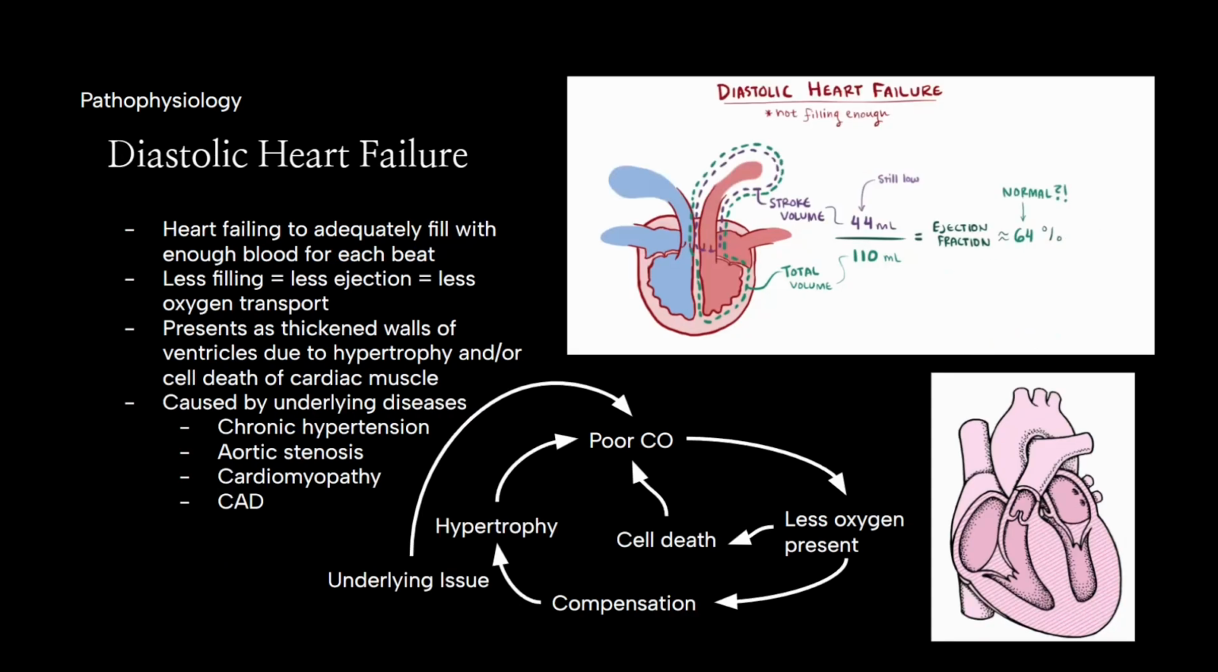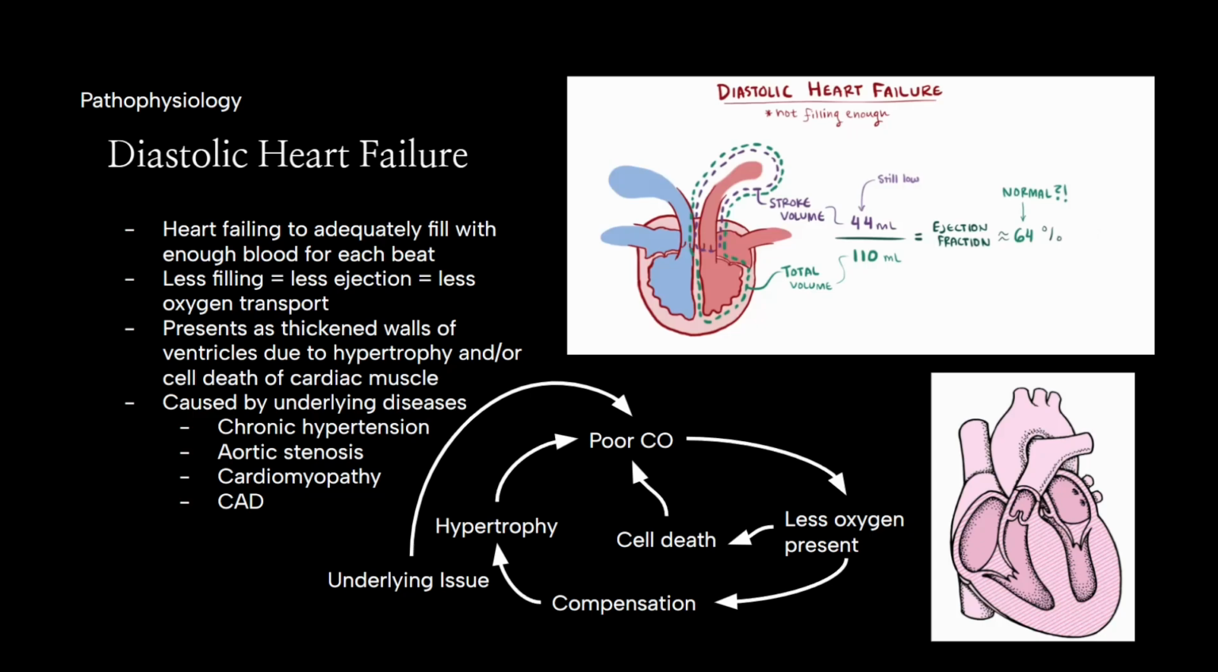So diastolic heart failure, it's a failure of the heart to adequately fill with enough blood. So that diastole, that relaxation. Less filling means we get less leaving each beat, so you get less oxygen transport in general. This is going to present as thickened walls of the ventricles due to hypertrophy or cell death of cardiac muscle. So it can be a mix of the two.